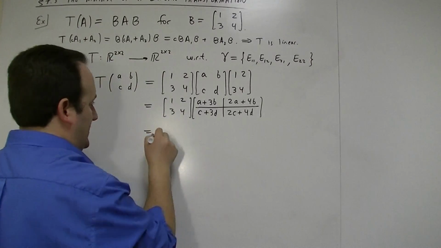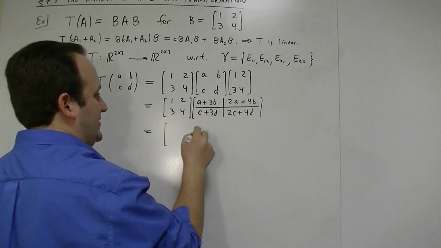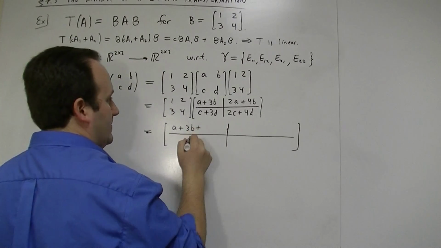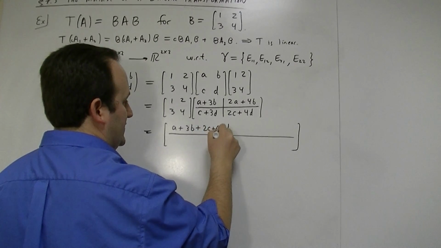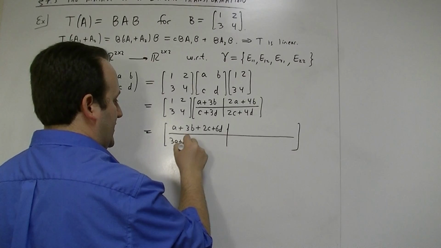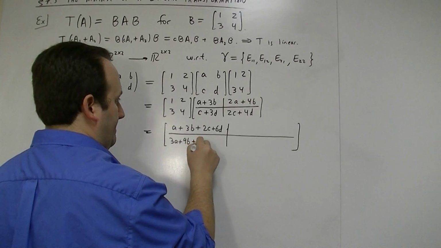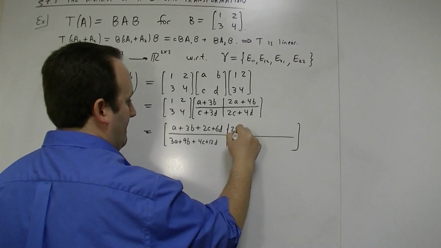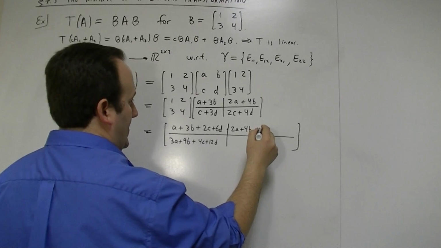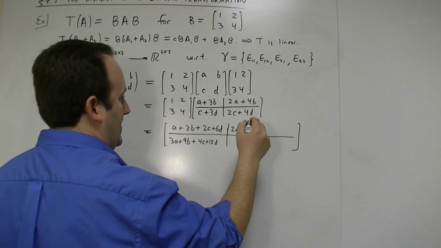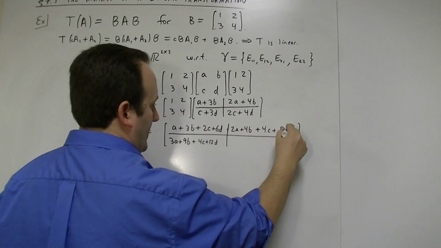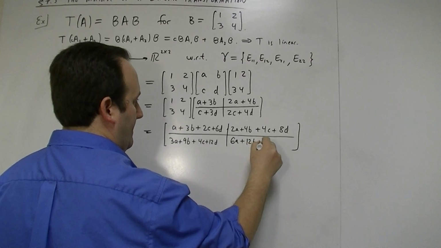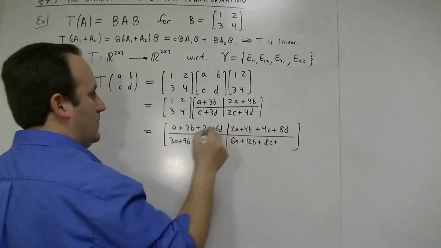All right, one more. Why did I do this? All right, A plus 3B, plus 2 times 2C, so 2C plus 6D. So 3A plus 9B plus 4C plus 12D. Okay, and this is 2A plus 4B plus 4C plus 8D. And this is 6A plus 12B plus 8C plus 16D. Okay.